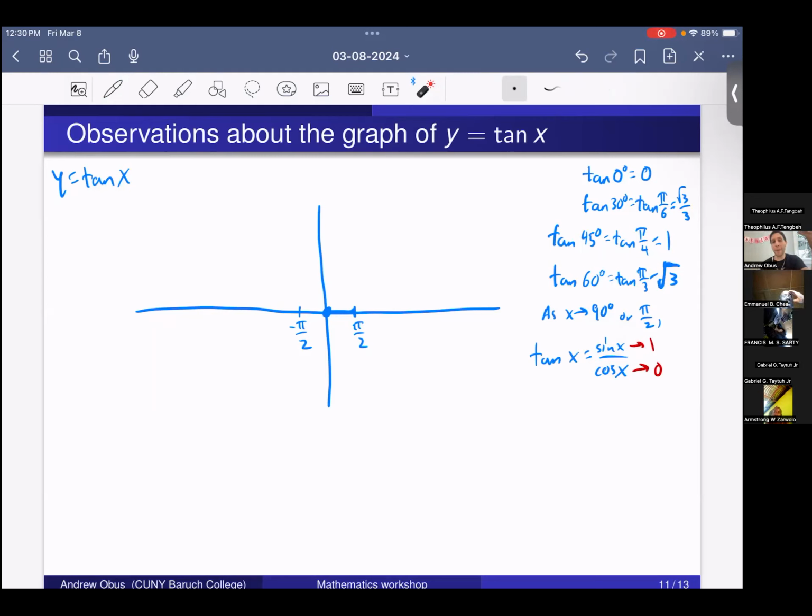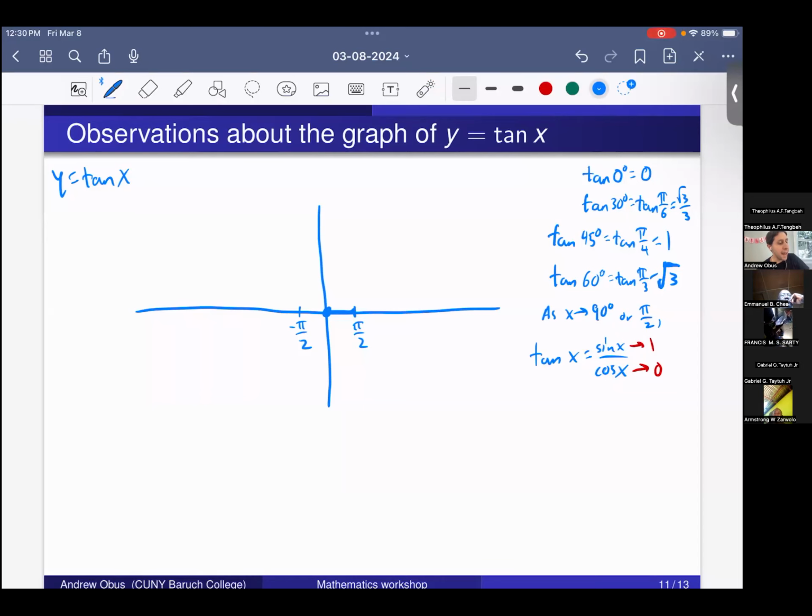It's not going to be a bounded function like sine and cosine because it's given by this fraction where the numerator goes to 1. That's fine. But the denominator goes to 0. When x is really close to 90 degrees, cosine of x is a very, very small number. So this fraction is going to be huge. And the closer x gets to 90 degrees, the smaller and smaller this denominator gets. And this fraction gets bigger and bigger and bigger.